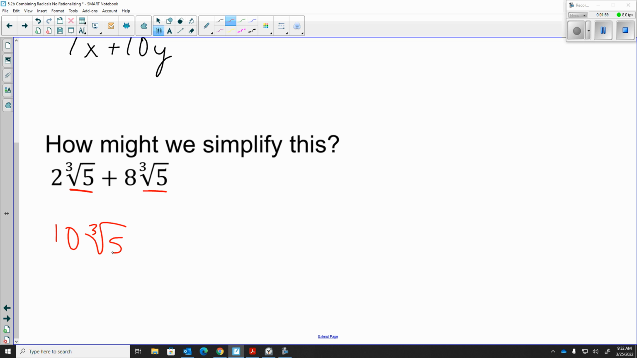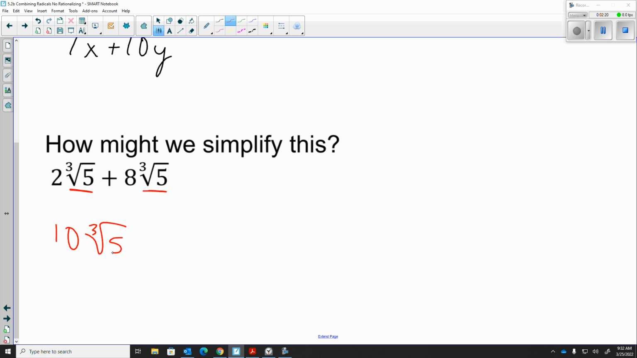Cube root of 5 is some number. Like it's some gross decimal. I don't know what it is. We're just writing it as the cube root of 5. So if you put these together to make the cube root of 10, well, you've made a new number now. You've changed it. Does that make sense? So we're pretending like it's a variable. We're putting them together. And that's pretty much the gist of what we're doing today.